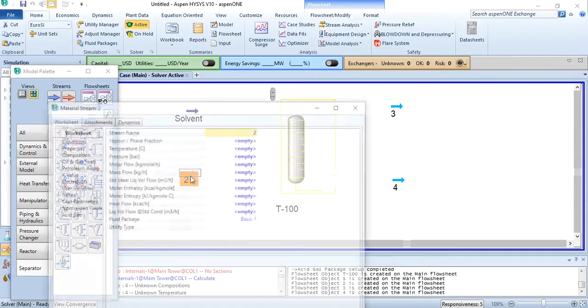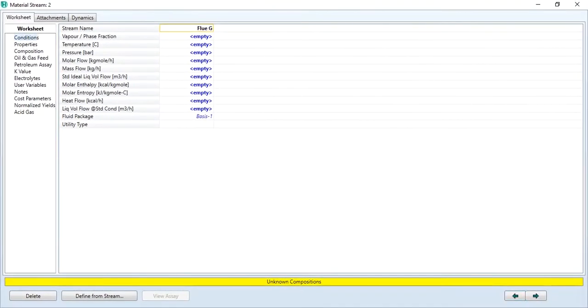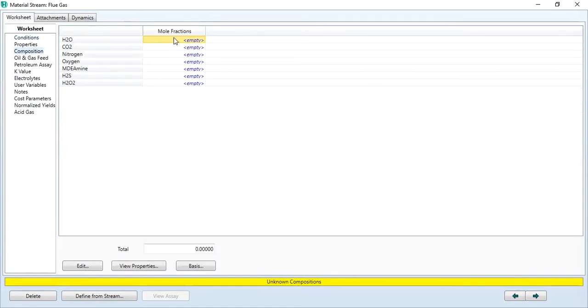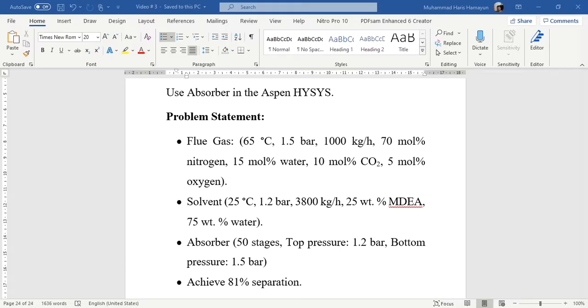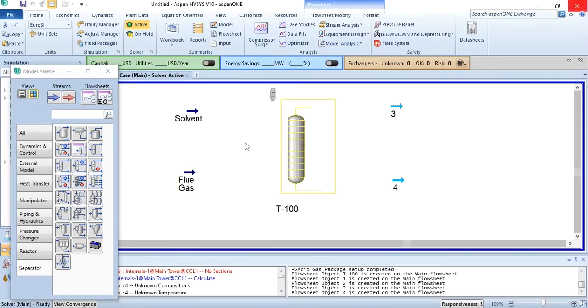Similarly, clicking on 2, this will be our flue gas for the system, which is at 65 degrees centigrade, 1.5 bar, 1000 kg per hour, and the composition is molar: 10 mole percent CO2, 70 mole percent nitrogen, 5 mole percent oxygen, and the remaining 15 mole percent is water, which we have discussed in our problem statement, which I am showing you now as well. So these two streams have been converged.